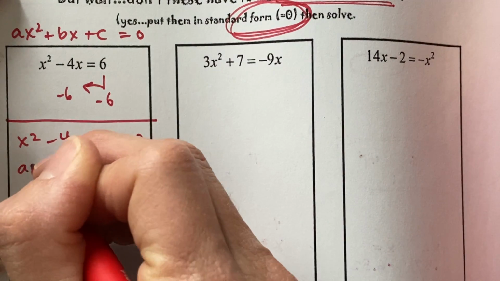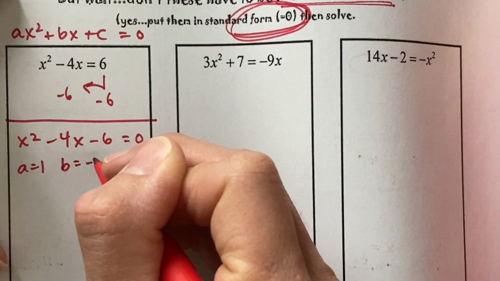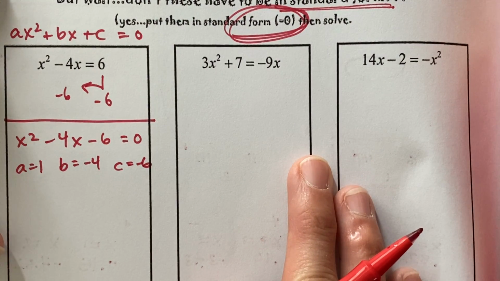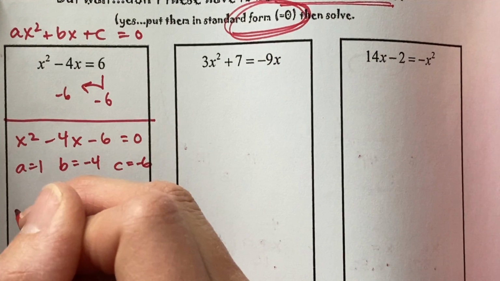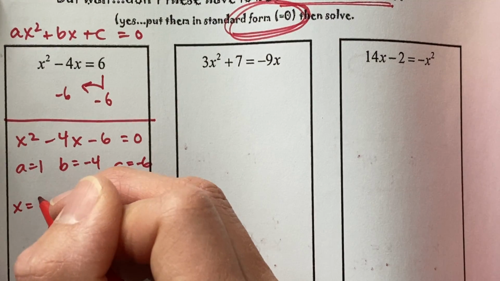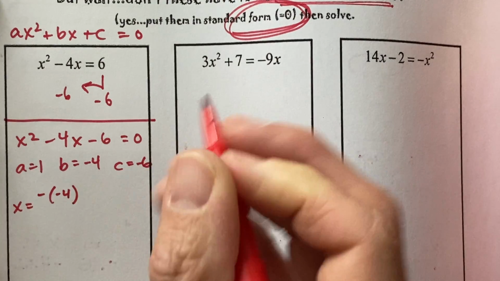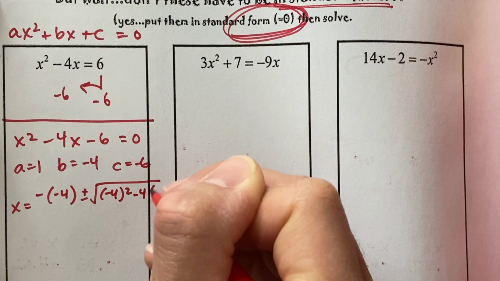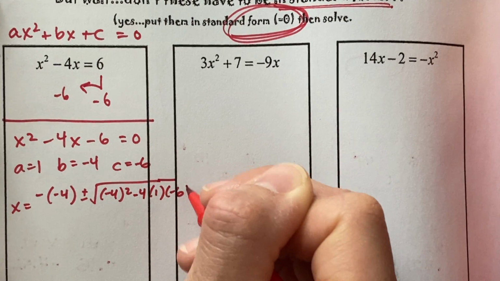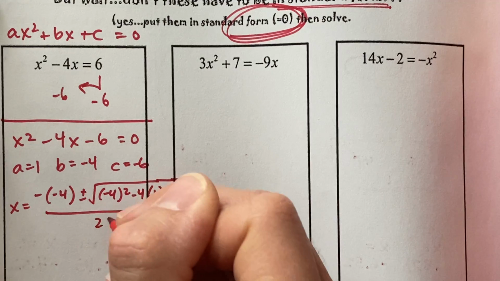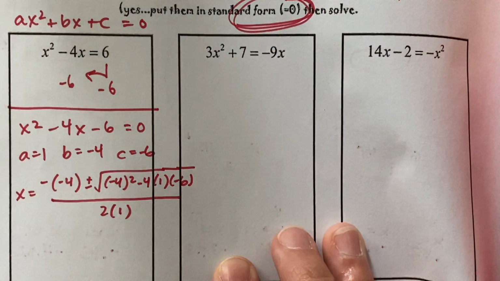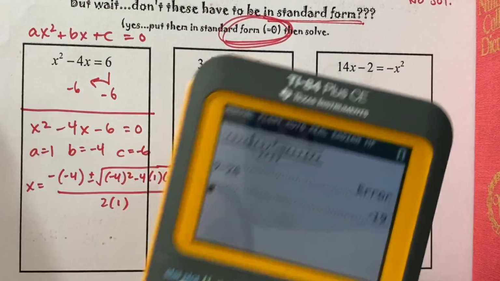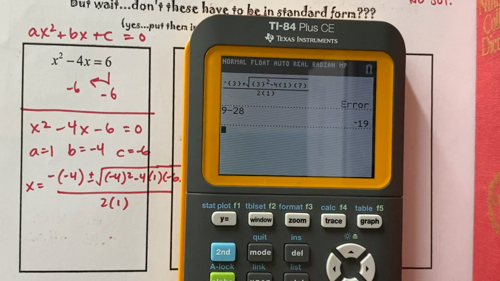So I would list my A, my B, and my C, and I would do quadratic formula there, okay? So if you want to know what that would look like, it'd be x equals opposite of b, so minus minus 4, plus or minus the square root of negative 4 squared minus 4 times 1 times negative 6 over 2 times 1. Let's do this one in your calculator for fun because it has a ton of negatives here. So you just want to make sure you have the right thing.